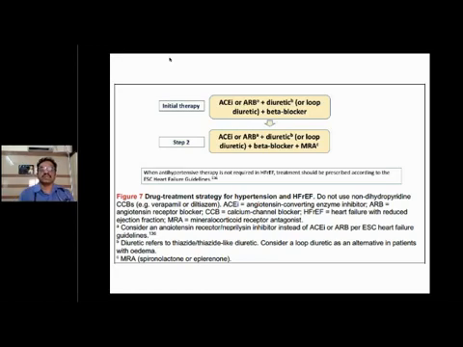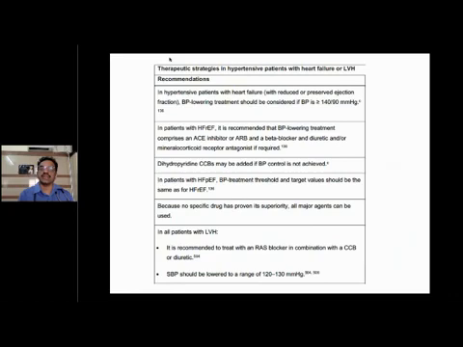So here is the therapeutic strategy in hypertension with heart failure or LVH. With heart failure with reduced or preserved ejection fraction, BP lowering should be considered once the BP is above the threshold; the treatment target remains the same, greater than 140 by 90. With reduced ejection fraction, BP lowering should be done with the ACE or ARB and a beta blocker and a diuretic, and even MRA if required, because this is a good drug.